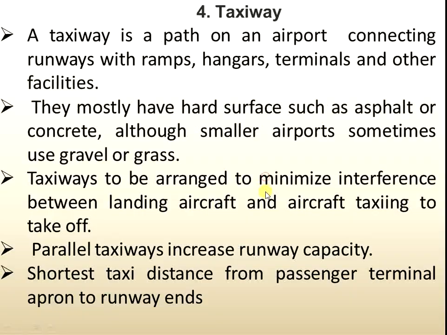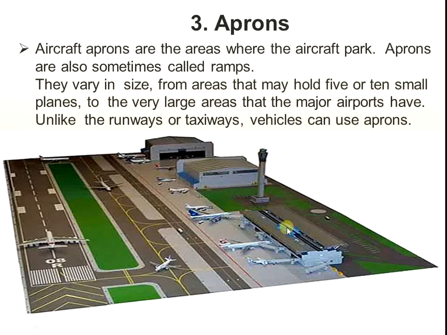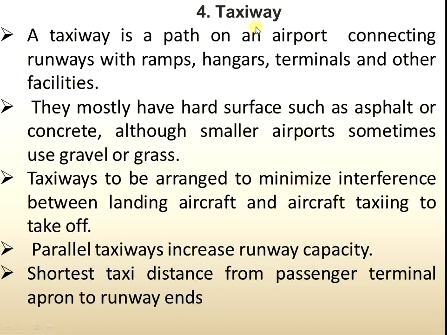This is the control tower. Next is the taxiway. The taxiway is the path on an airport connecting runways with ramps, hangars, terminals, and other facilities also. Here we see that the taxiway is nothing but a small pavement or rigid pavement alongside the runways. The taxiway supports the runways, and connects them with the ramps, hangars, terminals, and other facilities.